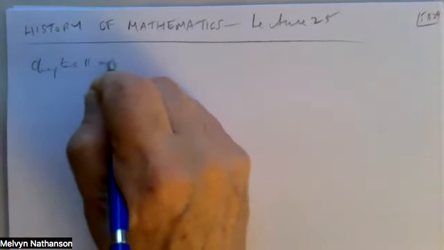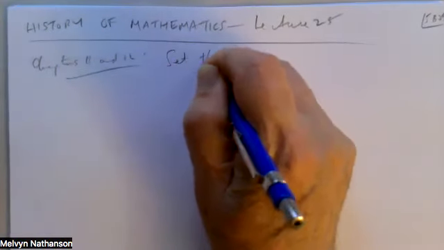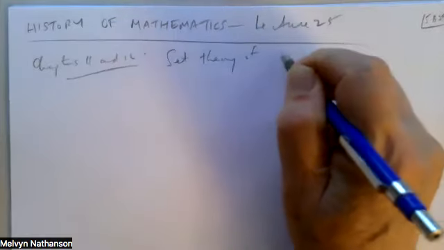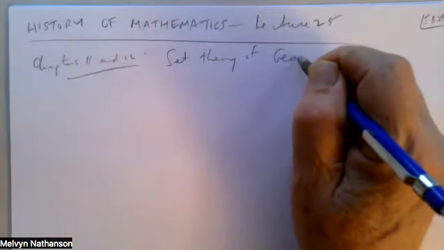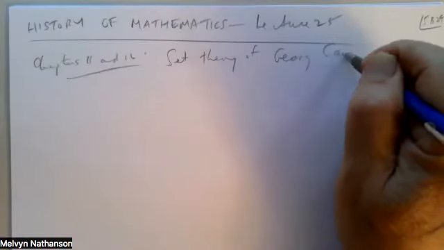chapters 11 and 12, were on the set theory of the great German mathematician Georg Cantor.